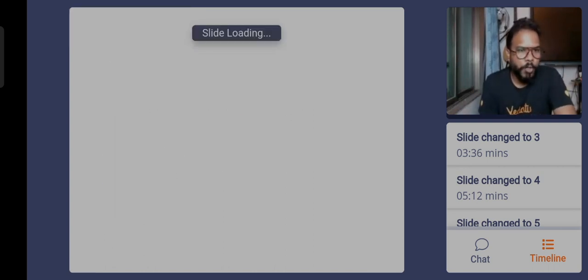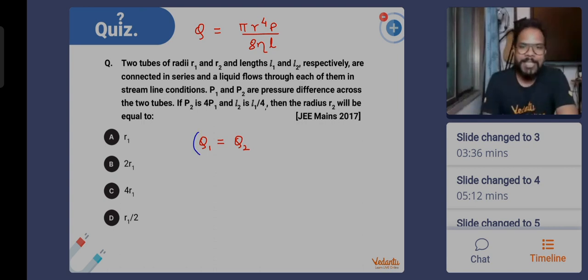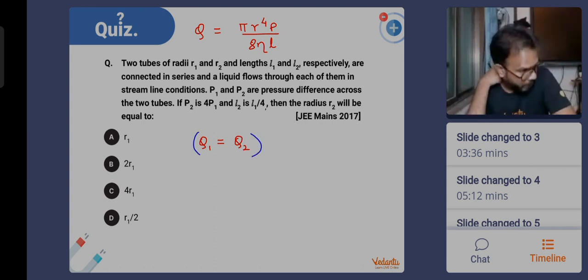Okay everybody, a question for you to try. It's going to be an easy one. We have two tubes or pipes of radii R1 and R2. Their lengths are L1 and L2, and they're connected in series. Liquid flows through each of them in streamline conditions. When we say streamline condition, the rate of flow, the amount of liquid entering and exiting per unit time, has to remain the same. So Q1 is equal to Q2.